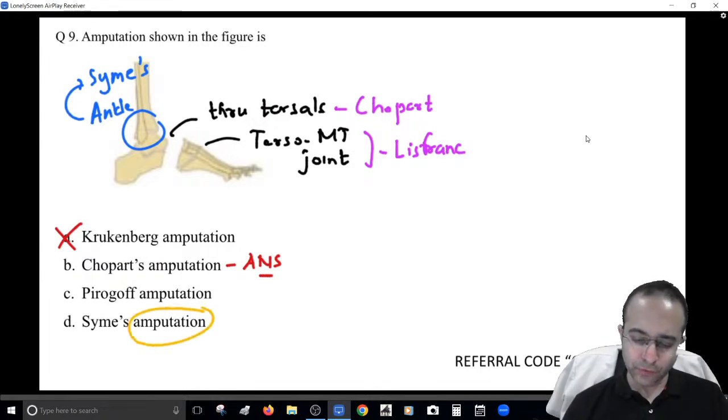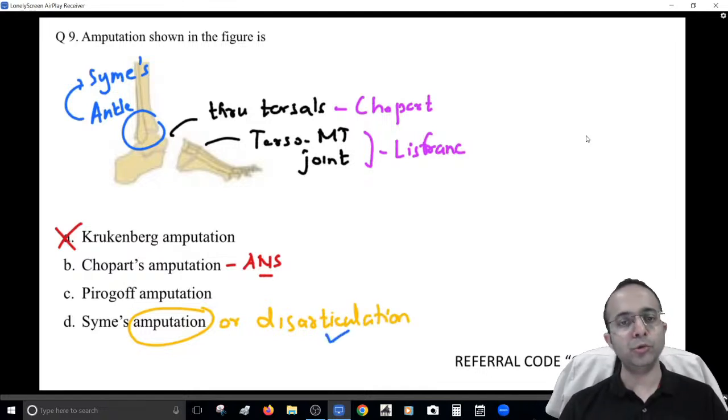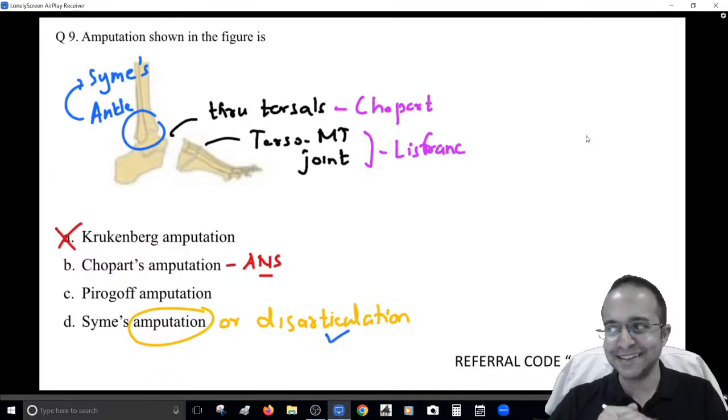So guys, should we use the word amputation for Syme's, or should we call it disarticulation? As far as I know, if you are going through a joint, the better word to use is disarticulation. So I am saying Syme's is through the ankle joint. So shouldn't it be called disarticulation and not amputation? Which is the better word for Syme's, amputation or disarticulation? That's what my question is.